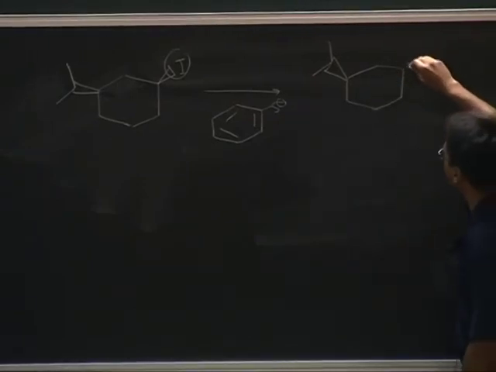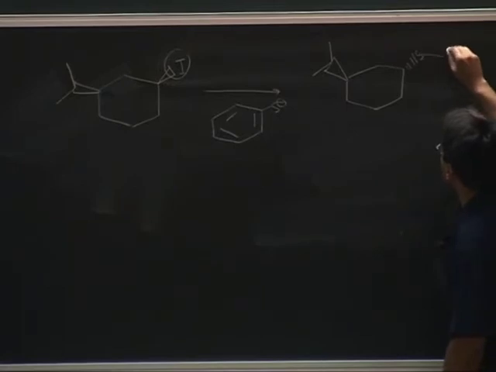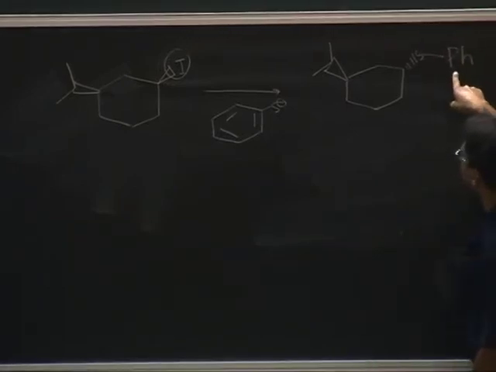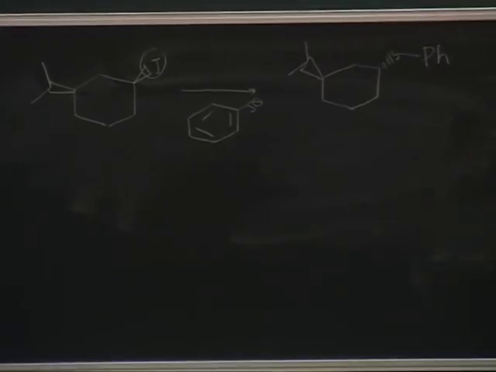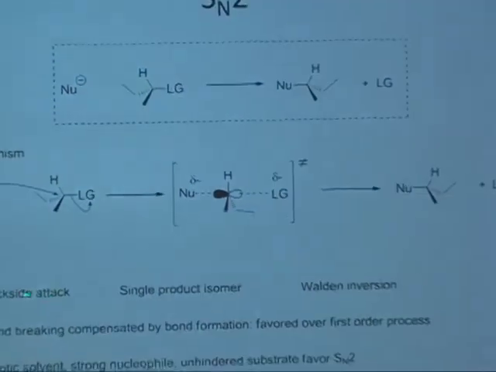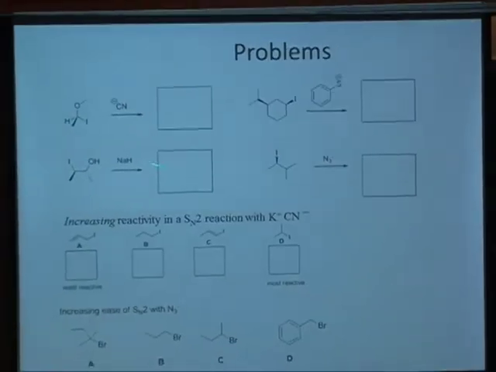Inwards, right? It's a Walden inversion. S, pH. Makes it look less scary, right? pH is better, right? Now, get this problem? All right. Next feature of SN2 was backside attack. That's what we're going to exploit on this problem.